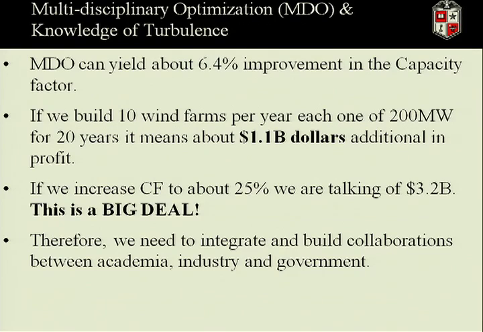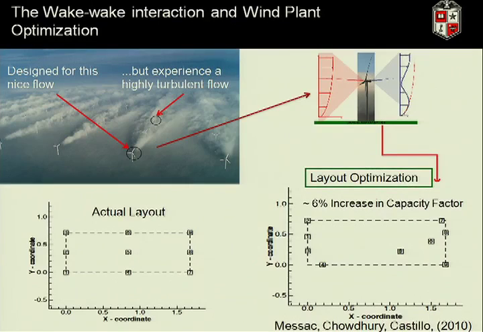And this is simply in a case where we're basically saying we need to integrate science with what's really happening in the field. If you could improve that factor by 25%, you're talking about $3.2 billion additional. So this is a very, very important issue, and something that we're actually doing. In fact, that work that I show you here was done in a paper that I co-authored with my colleague Achille Messac and one of our students.